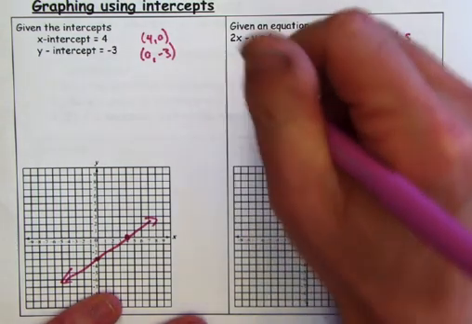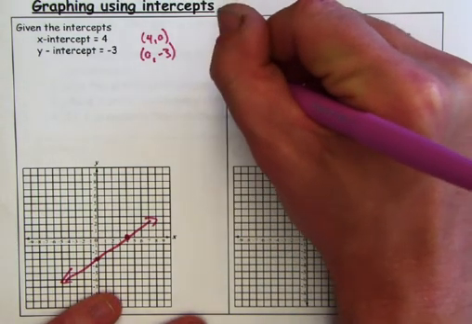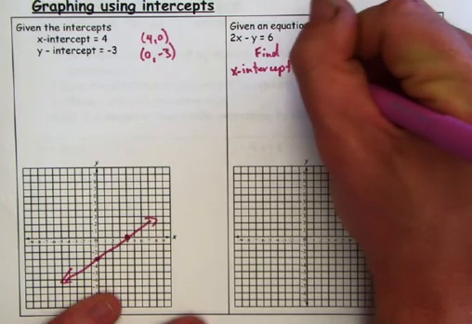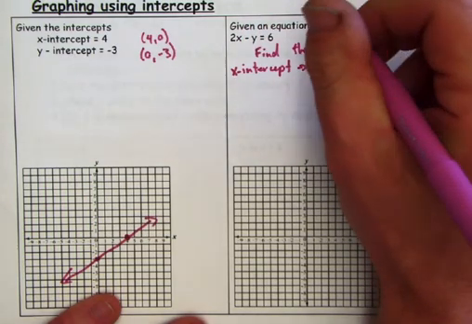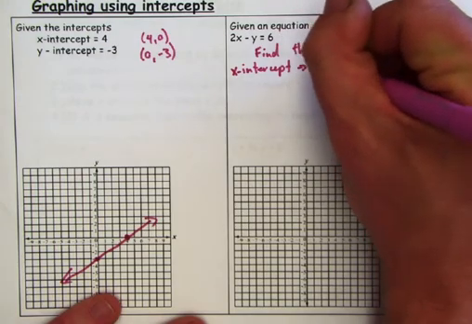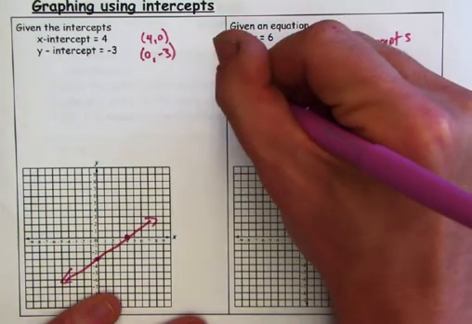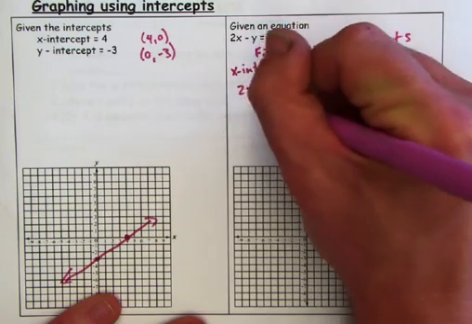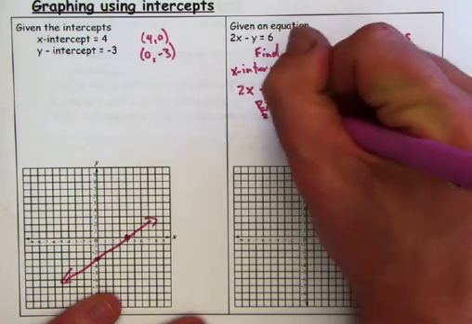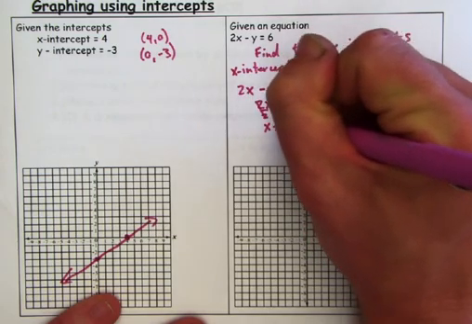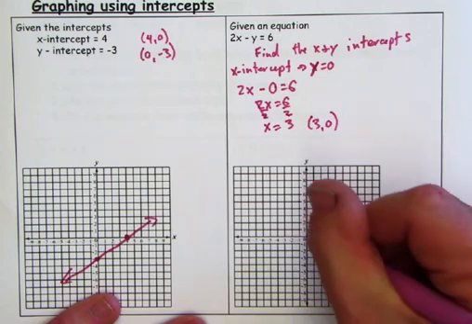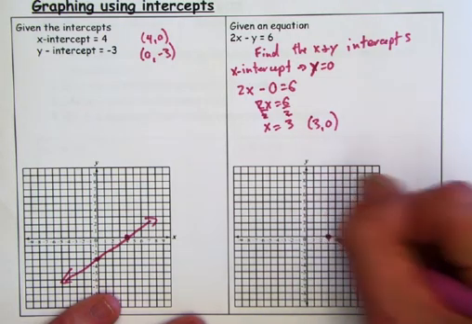Okay, so to find the x-intercept, we're going to set y equal to 0. So we have 2x minus 0 equals 6. 2x equals 6, divided by 2, x equals 3. So (3, 0) is our point. We can go ahead and graph that. 1, 2, 3, put our point there.